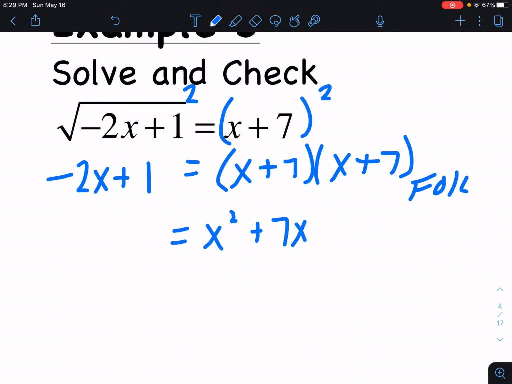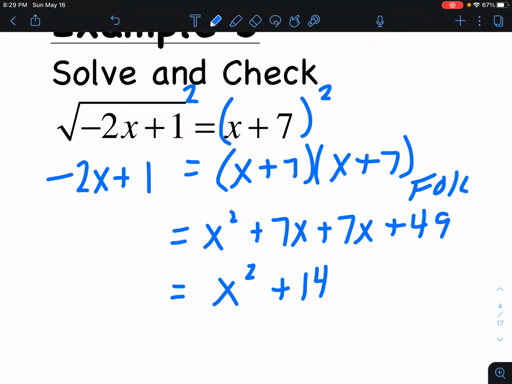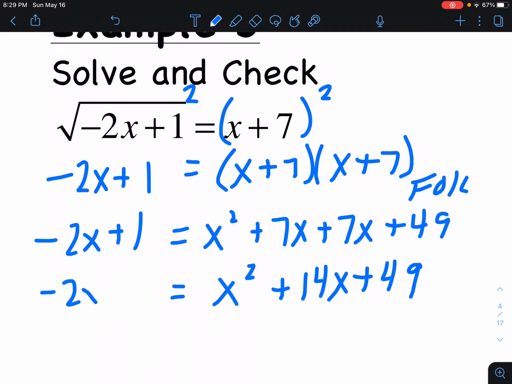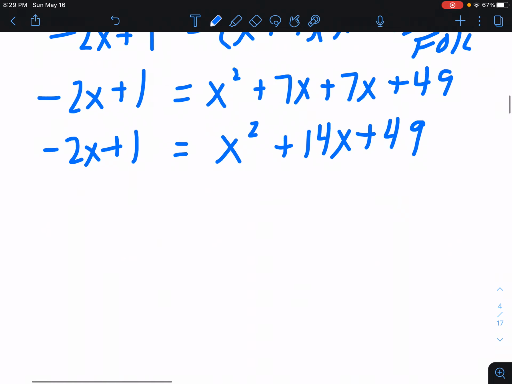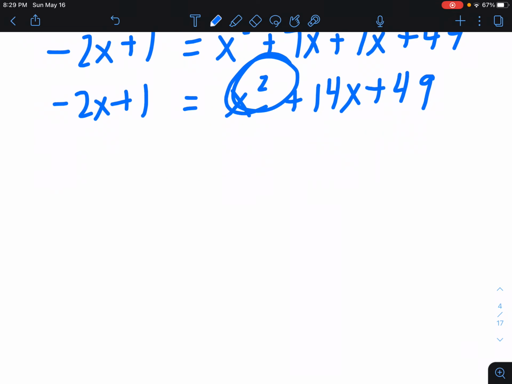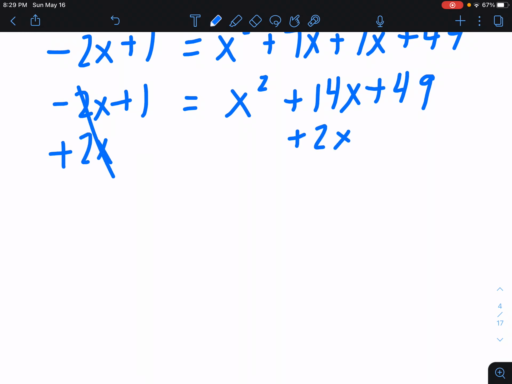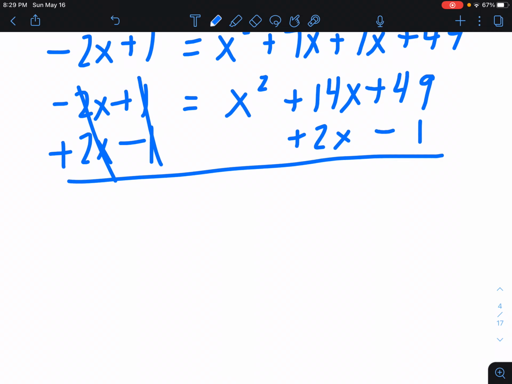First, outer, inner, and last. And then combine like terms. Add the 7x plus 7x to make plus 14x. Bring these down. And again, I have a quadratic, so I want to set this equal to 0. So I'll set my left equal to 0. Add 2x to both sides. Subtract 1 from both sides. So I have my 0.